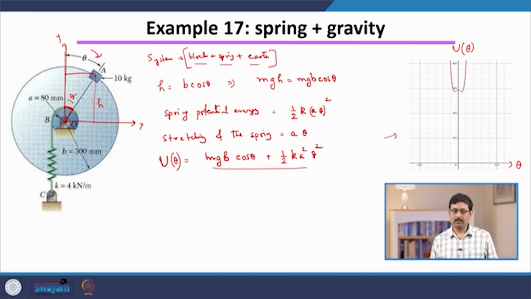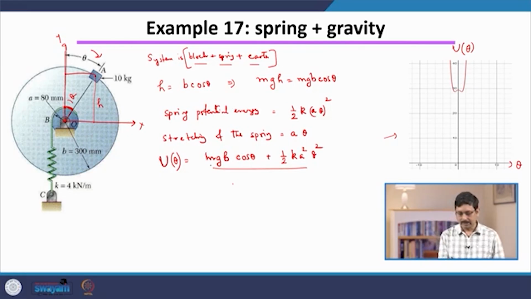So, how do you guess the shape of this function? Well, it is easy to guess. Note that it has two terms. So, the trick is to draw each term. You know how cos theta looks like. All these other things are constants. It will be easier if you plug in the numerical values.